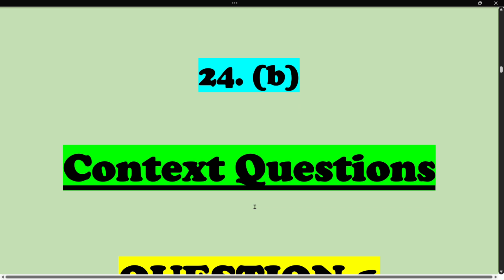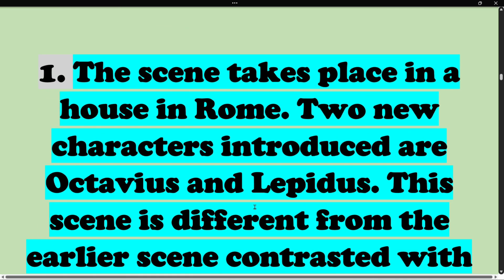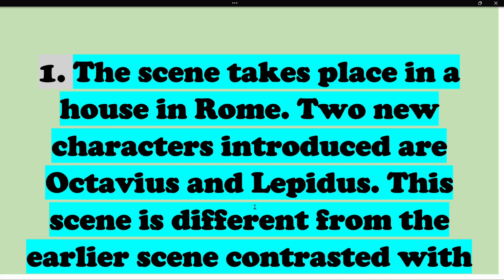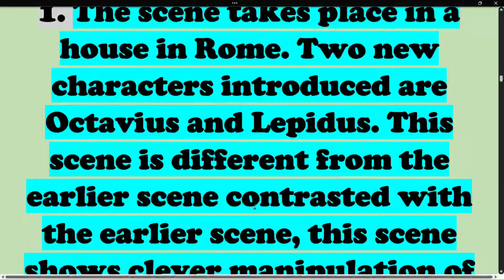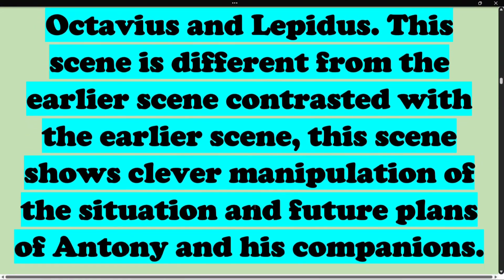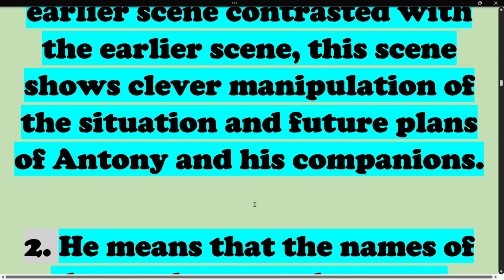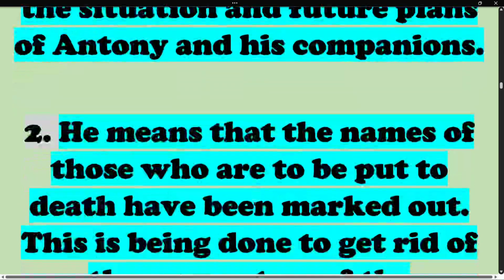Now let's move to the context questions. Question 1, first answer. The scene takes place in a house in Rome. Two new characters introduced are Octavius and Lepidus. This scene is different from the earlier scene, contrasted with the earlier scene. This scene shows clever manipulation of the situation and future plans of Antony and his companions.